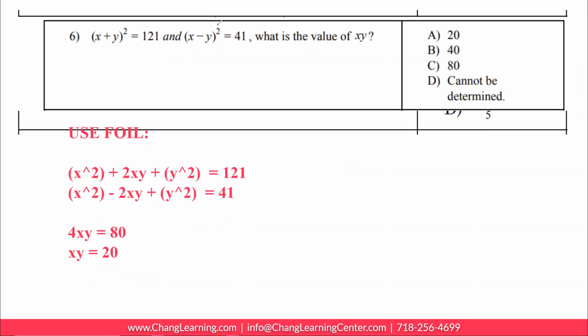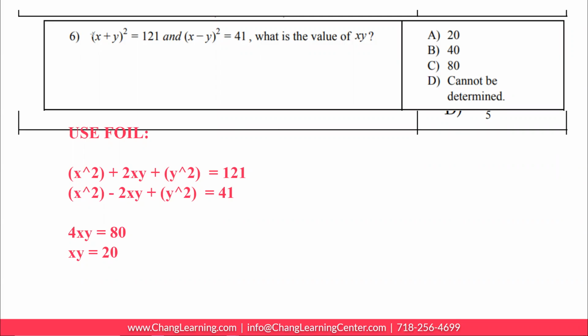For the next problem, we have (x + y) squared equals 121, and (x - y) squared equals 41. What is the value of xy? The shortcut here is to multiply both of them out using FOIL. Then you get x squared plus 2xy plus y squared equals 121 for the first equation.